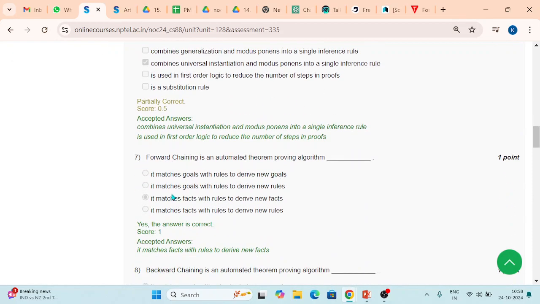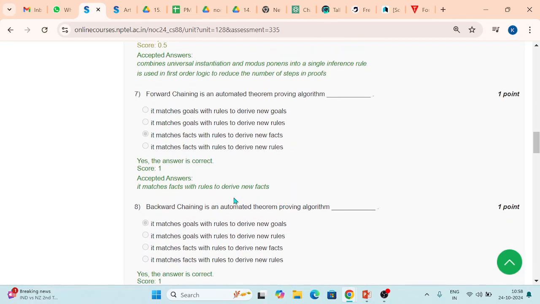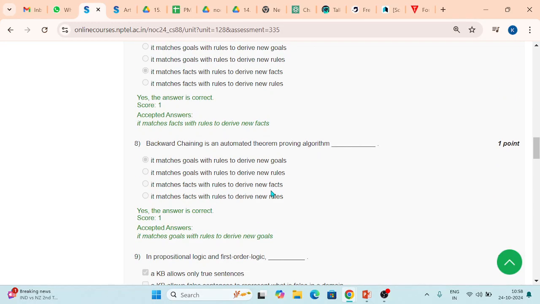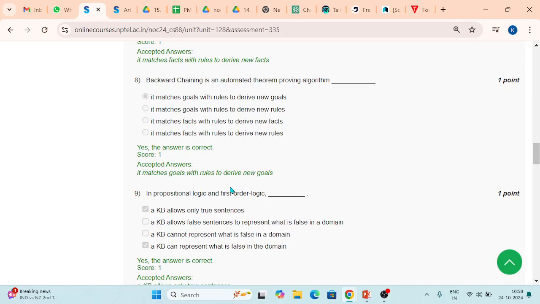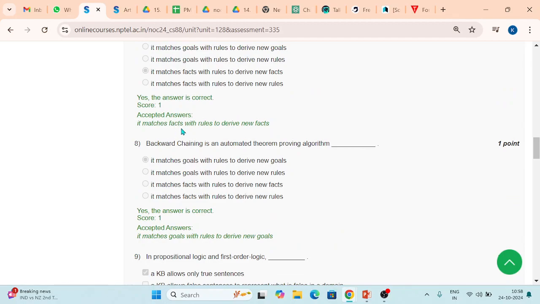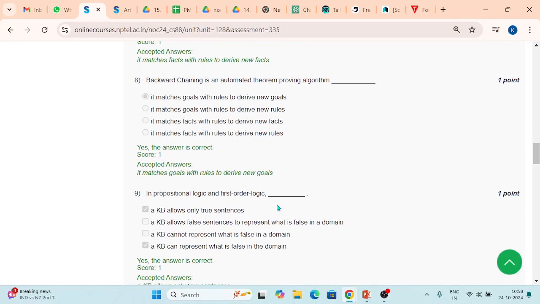Forward chaining is we will come from facts and go toward goals to derive new facts. Okay, this is forward chaining. It matches facts with rules to derive new facts. In backward chaining, we will go from the back side. That is, already we know the goal, and we use rules to derive new goals. Here, in forward chaining, we are matching the given facts with the given rules to derive new facts. Here, the goals with the rules to derive the new goals. That is the difference between backward and forward chaining.